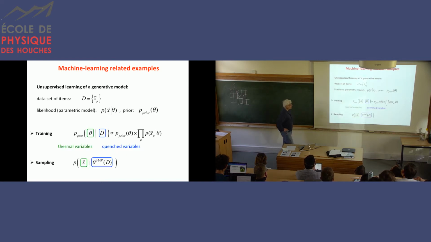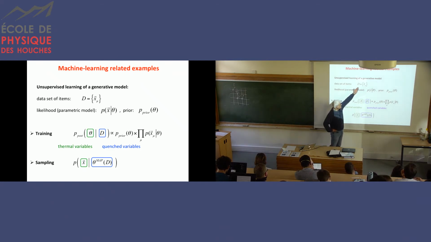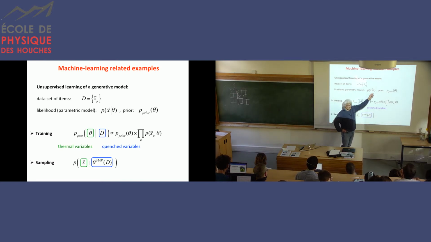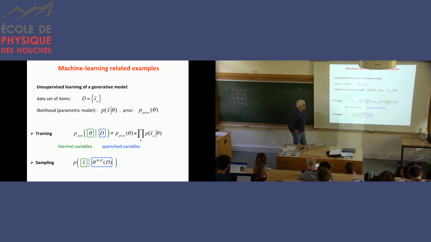Another example similar to that is the case of unsupervised learning. Now suppose you have only a set of inputs, you don't have any outputs, just data points, and you would like to learn a model from this data. I have a parametric model defined by some probability of x conditioned on theta, with some prior on theta. Then I have two kinds of quench and thermal variables depending on whether I'm considering the training or the sampling regime. Here I'm talking about unsupervised learning of a generative model. Once the training is done, I can use it to generate new data.